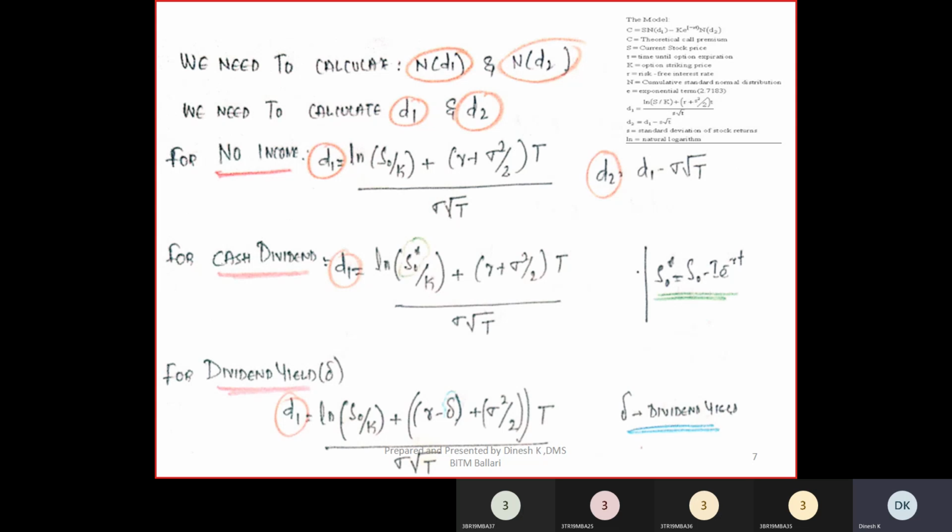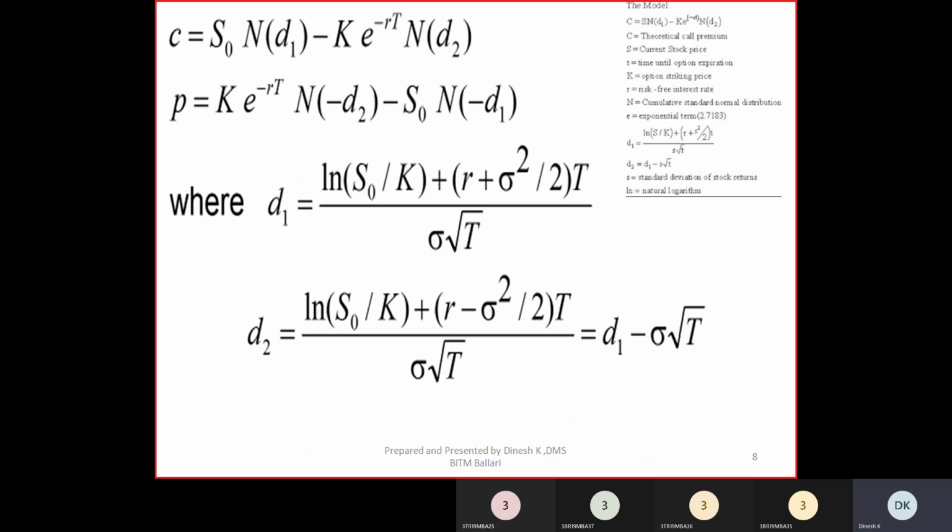Once you get the D1 value, we need to calculate the D2 value. D2 is equal to D1, which we have calculated, minus the denominator value. The denominator value is the standard deviation, that is the square root of T multiplied by the volatility. That will give you the D2 value. I am not discussing case 2 and case 3 right now, only case 1. So once you get the D1 value and the D2 value, next.